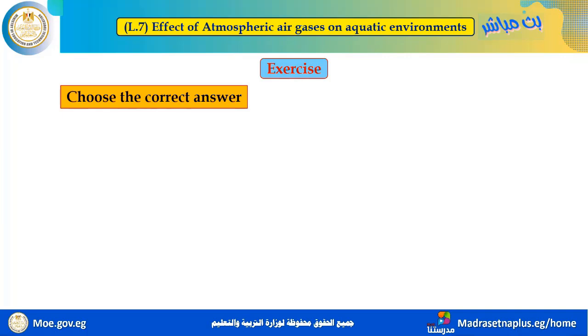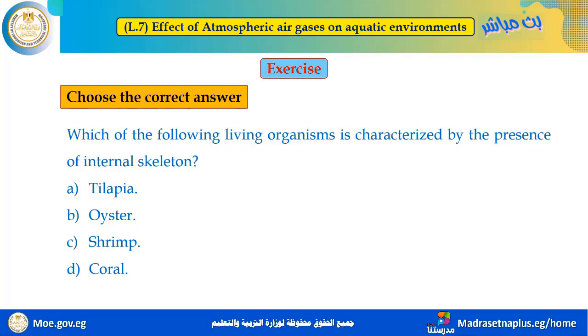Okay, another question. Which of the following living organisms is characterized by the presence of an internal skeleton? Tilapia, oyster, shrimp, coral. Yes, I'm talking about the internal, not the external. Internal skeleton. Good. It will be tilapia. It is a kind of fish which lives in fresh water or in salty water, according to its type.